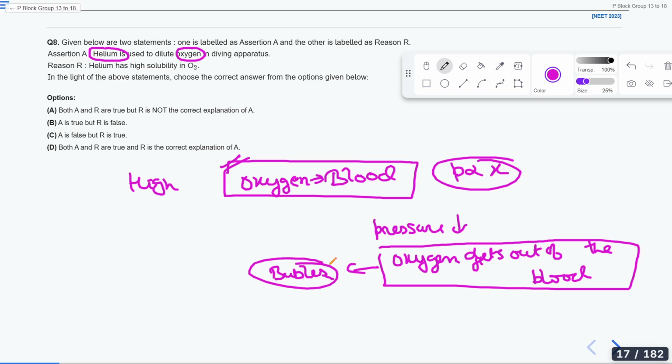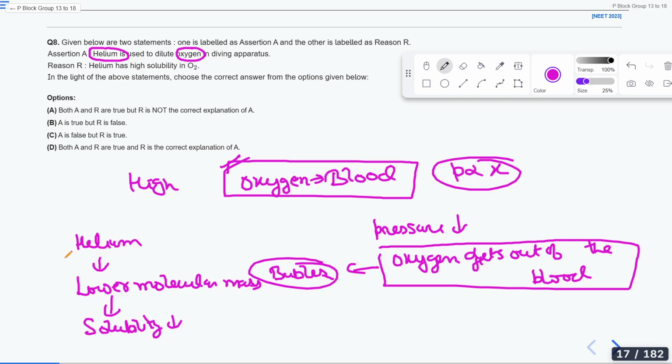Now to avoid this whole situation, he dilutes the oxygen with some amount of helium. Why? Because helium has a very low molecular mass as compared to oxygen. It has lower molecular mass, due to which its solubility is also very low.